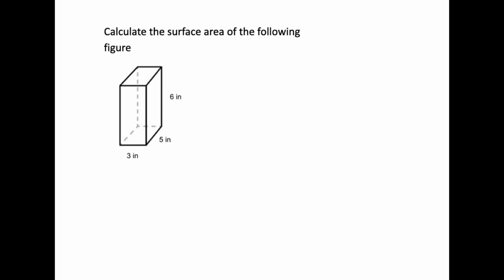It says to calculate the surface area of the following figure. This is a rectangular prism. The first step is to draw our net of our rectangular prism. The first rectangle I see is at the very front. It's a little bit long and skinny, so I'm going to draw a long rectangular shape for the first part of my net. On the right side, I have this bigger rectangle. So I'm going to draw a bigger rectangle right next to the skinny rectangle.